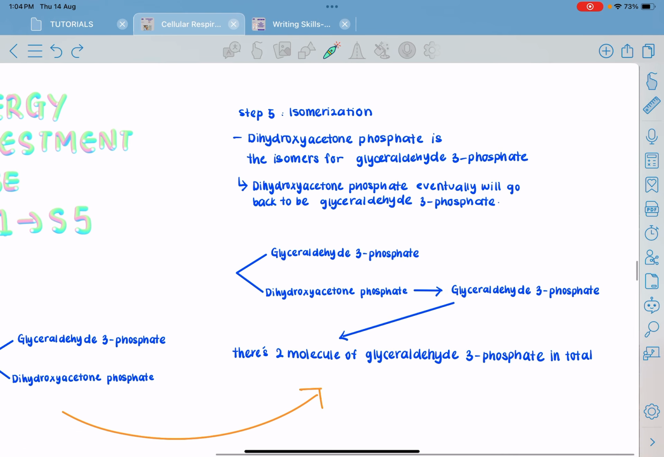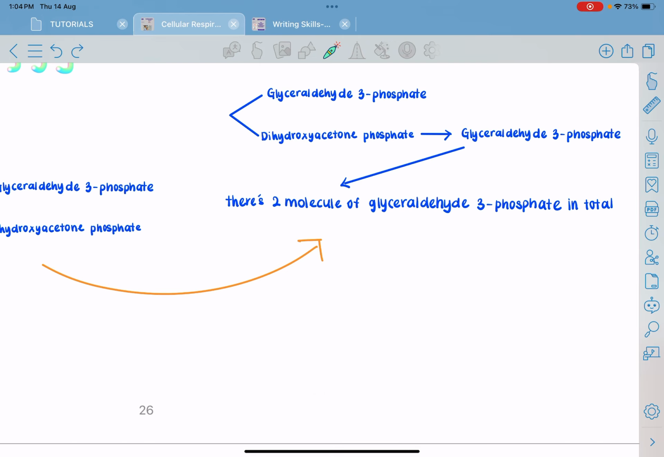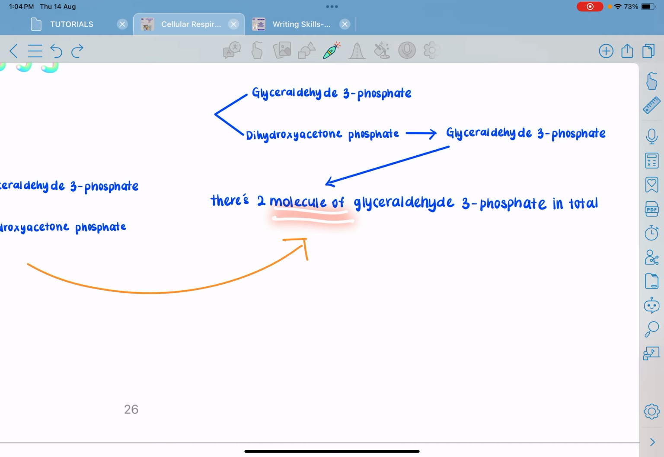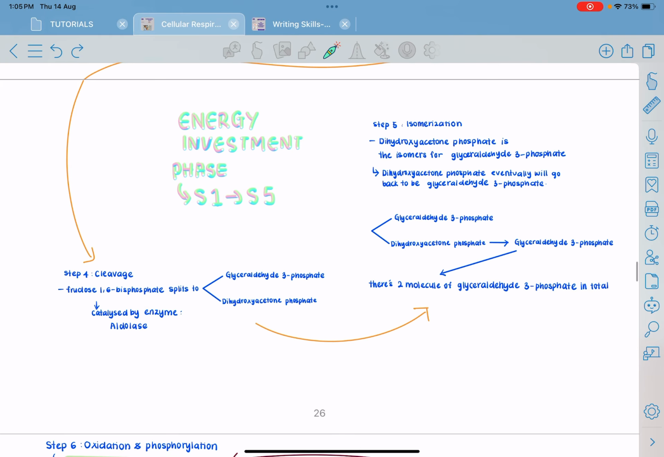We go to step 5, which is the last step of energy investment, and we end it with isomerization again, because we don't want this one to remain. We need to change this back to glyceraldehyde 3-phosphate. Dihydroxyacetone phosphate is the isomer of glyceraldehyde 3-phosphate, so it will eventually go back to being glyceraldehyde 3-phosphate. So right now, in total, how many glyceraldehyde 3-phosphate do you have? You have 2 molecules in total. Settle.